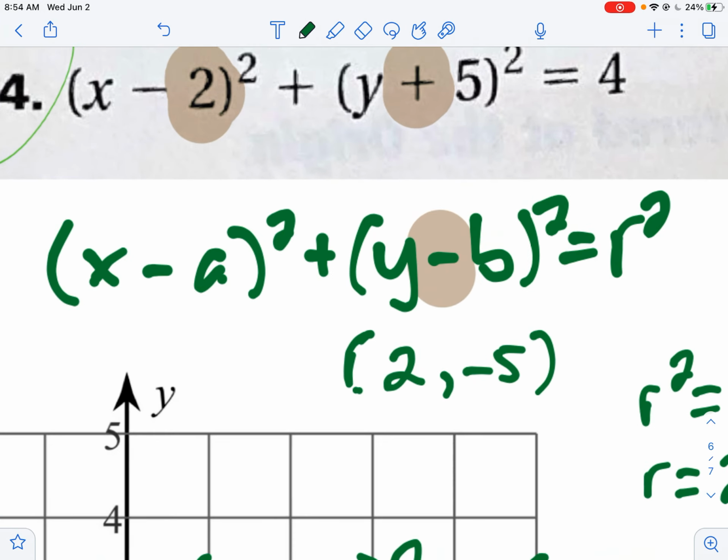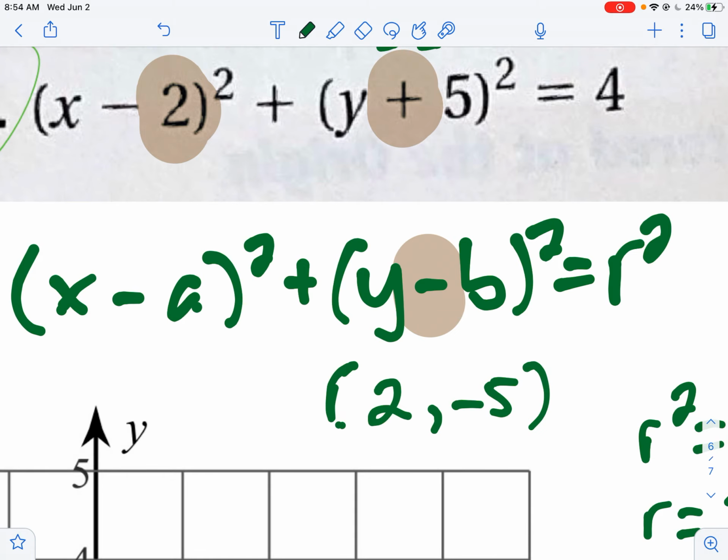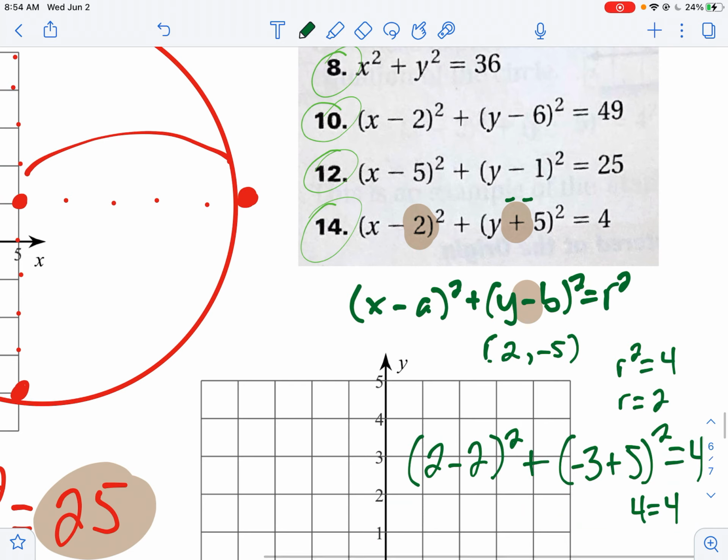So this is your standard form equation. Again, x minus a squared plus y minus b squared equals r squared. And you're able to use the information within these equations to graph circles just like I did.